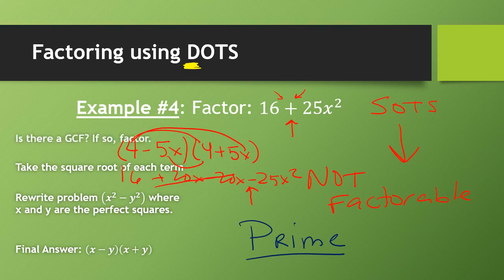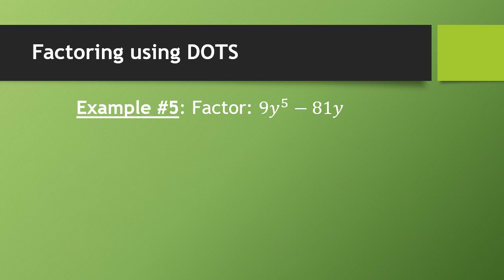Okay, moving on to the last example. So let's factor 9y to the fifth minus 81y. So I'm going to look at this. I'm seeing some GCFs here. I have a 9 and an 81, so I can technically factor out a 9. And I have a y to the fifth and a y, so I'm going to factor out a y. So I'm going to factor out a 9y before I start this because it's really not even a difference of two squares as it's written.